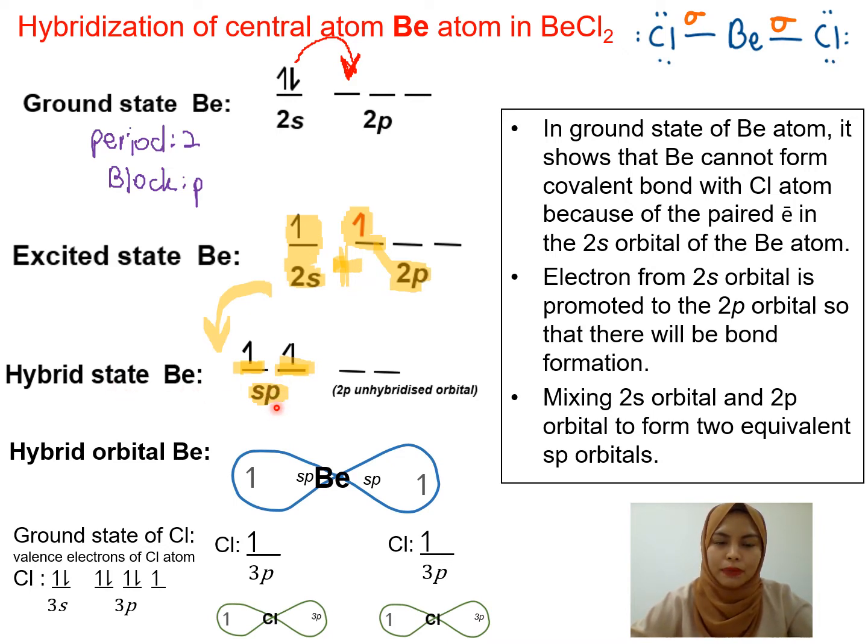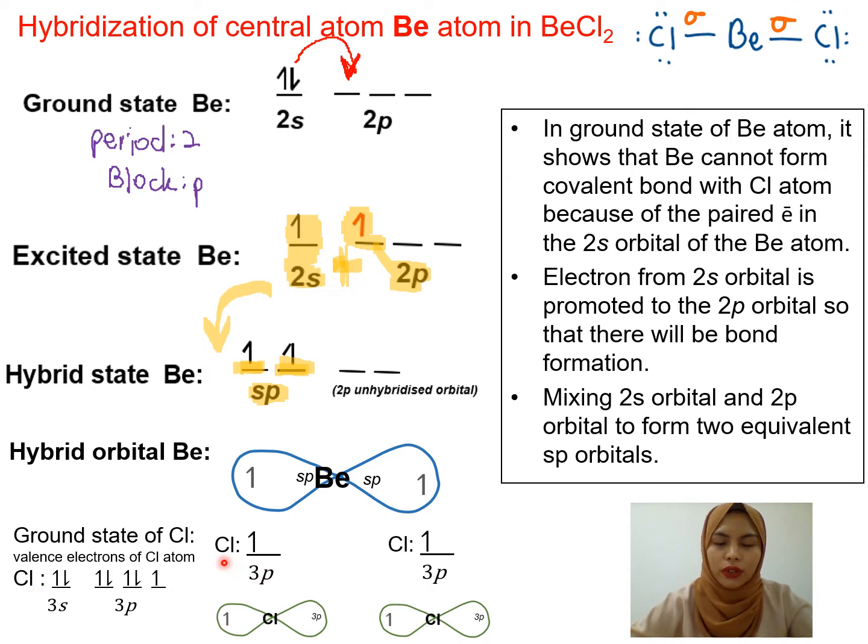And then sp hybridization orbitals will adopt a linear shape. So this is what the hybrid orbital of Be looks like, okay, because it is an sp hybrid orbital. And then place one single electron at each end of Be, because Be will form sigma bonds with Cl, meaning one single electron in the sp hybrid orbital of Be will overlap with one single electron in the valence electron of chlorine.